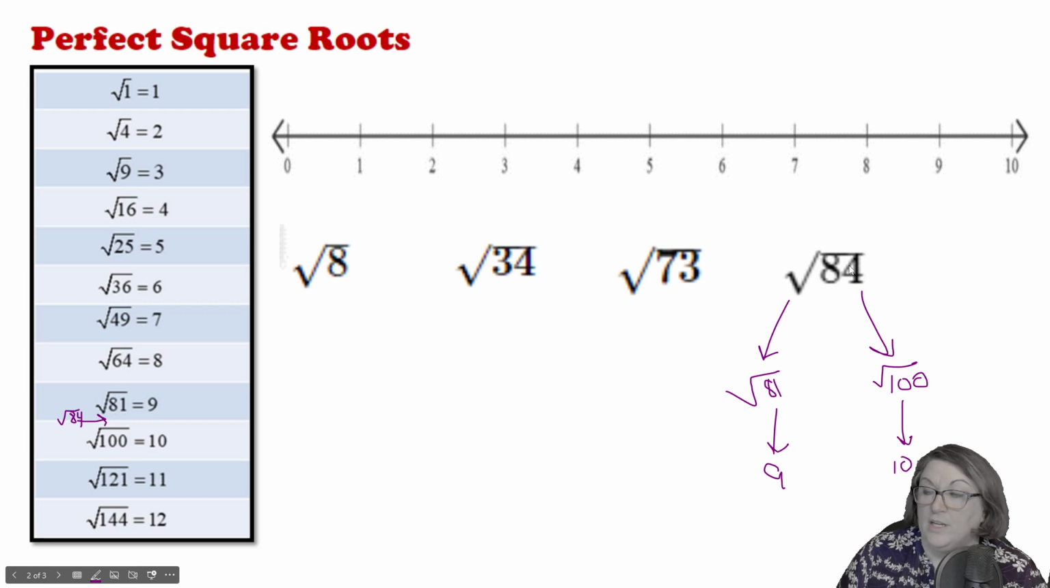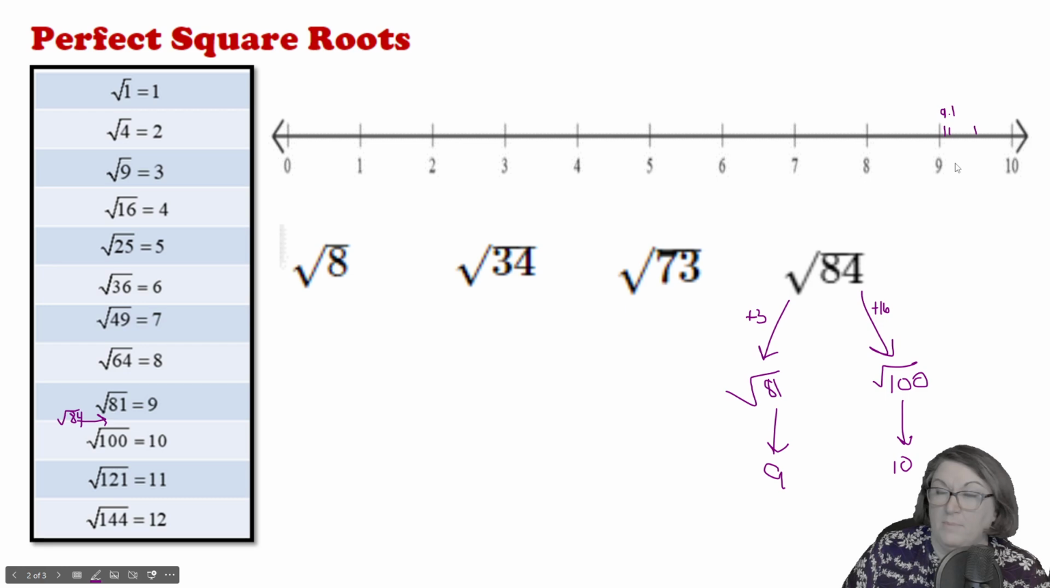And if you look at this, 84 is only 3 away from 81, but it's like 16 away from 100. So it's much closer to the 81 than it is the 100. So since that's the case, and 9.5 would be the halfway point, I'm thinking it's going to be closer to the 9 here, and it's going to be maybe 9.1, maybe 9.2, somewhere in here. I'll guess 9.1. And if it's not 9.1, it might be 9.2.